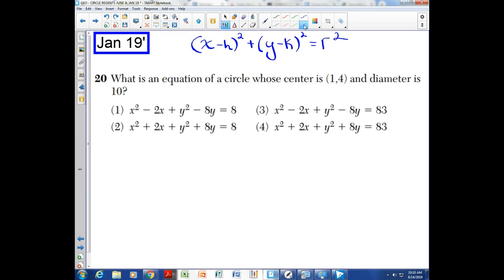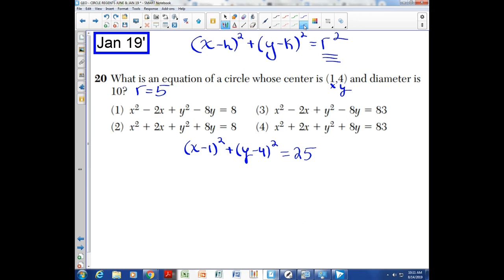So let's begin down here. I'm going to start with my x and take the opposite of the x value, which is 1, so x minus 1 squared, plus I'm going to do the y. And my y is over here, so the opposite of my y is going to be minus 4 squared is equal to, now remember, they gave me my diameter of 10. So you do need to remember that if the diameter is 10, the radius is 5, which means in the center radius form, it's going to be equal to the radius squared, which will be 25.